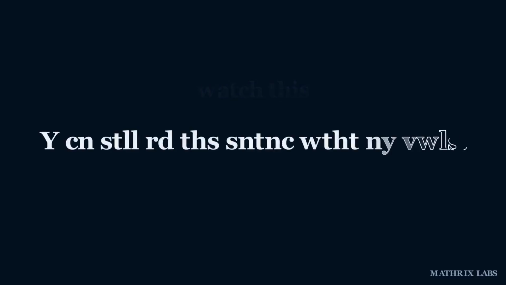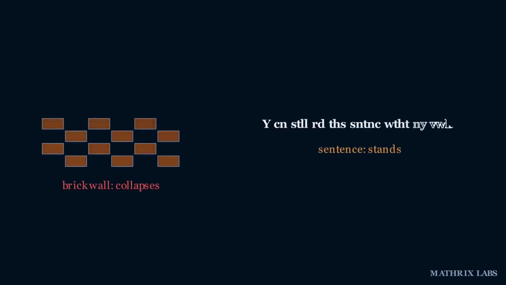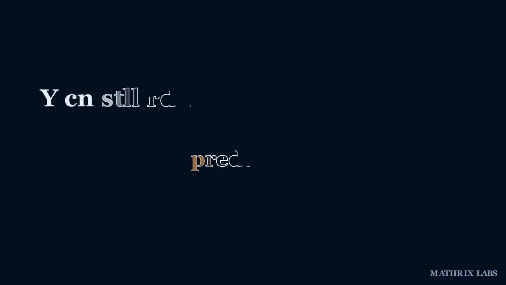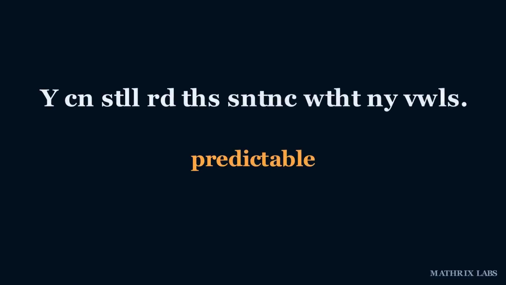Watch this. Half the letters in this sentence are missing, and you read it anyway. That shouldn't be possible. If you took half the bricks out of a wall, the wall falls down. So what property does language have that lets your brain pull this off? The only possible answer is that the missing letters were predictable.